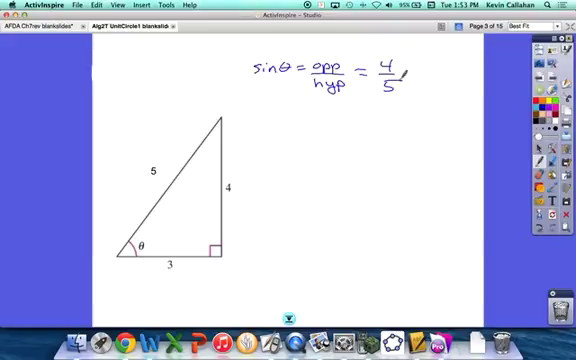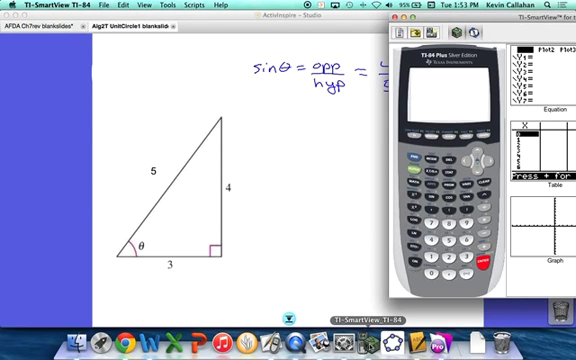You don't know what theta is. You don't have a value of theta. But don't go to your calculator and say sine of 4 divided by 5. That absolutely is not correct. Never take the ratio and stuff it inside of the trig function.